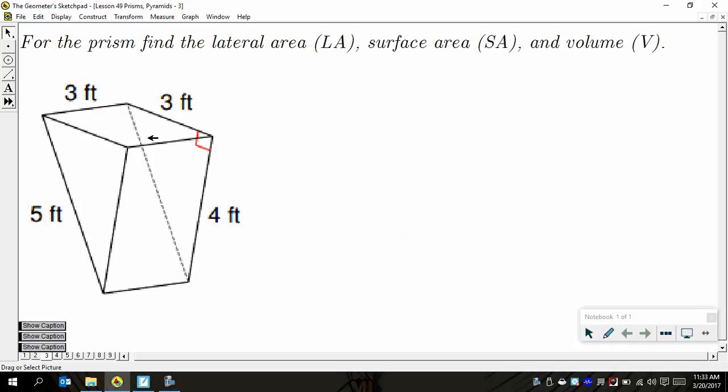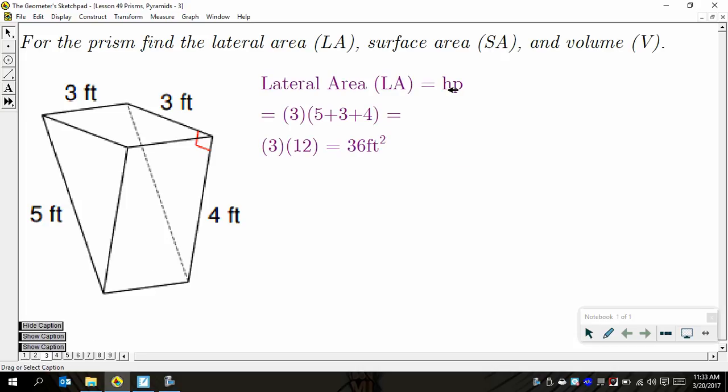Let's do the triangle that we talked about at the beginning. To find the lateral area, we need the height and the perimeter of the base. The base is this triangle, so one side is 3, another side is 4, and then this side, which is the same in both bases, is 5. We add those three together and multiply by the distance between those two bases, which also happens to be 3, to get 36 feet squared.